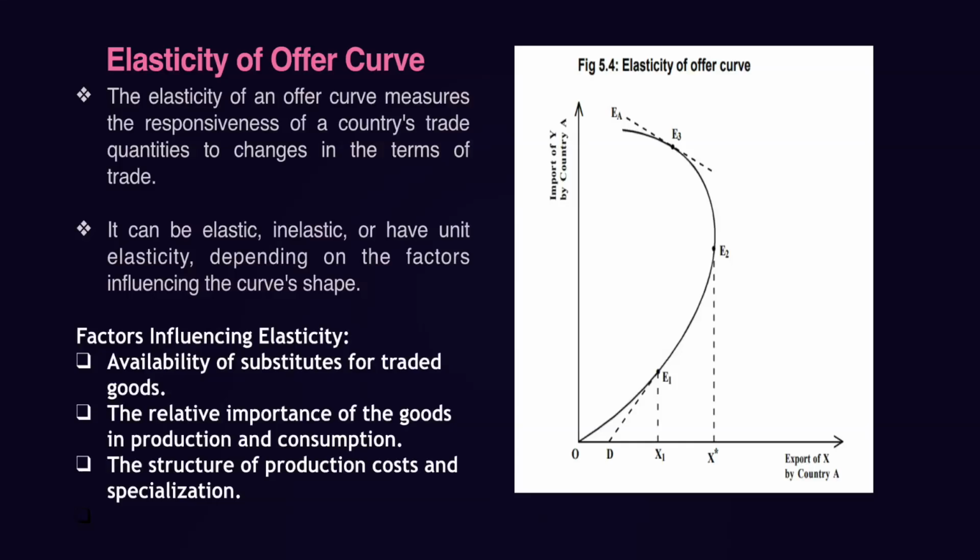Now the elasticity of offer curve is greater than unity. Similarly, at point E2, since the slope of the offer curve is infinity and the tangent is parallel to the vertical axis, the elasticity also tends to infinity. At point E3, elasticity of offer curve is negative.